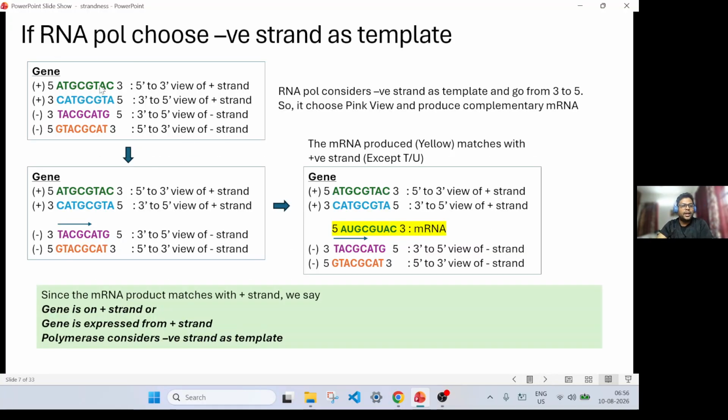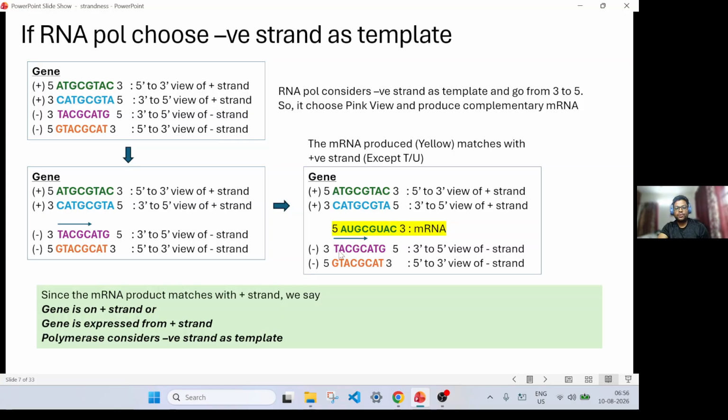In the same view, the green is the 5' to 3' plus view, and the cyan one is the same plus strand, but reversed, 3' to 5'. This is the complementary strand, the minus strand, and it has 2 views. I will always keep this so that you will see the 4 views. Now, RNA polymerase decides to choose the negative strand, and as I said, it always moves from 3' to 5'. So RNA polymerase will choose this purple one as a template and move from here to here. Whatever mRNA we get will be complementary to this one.